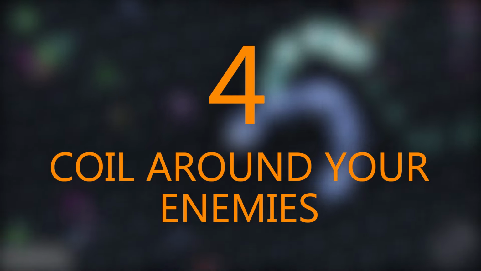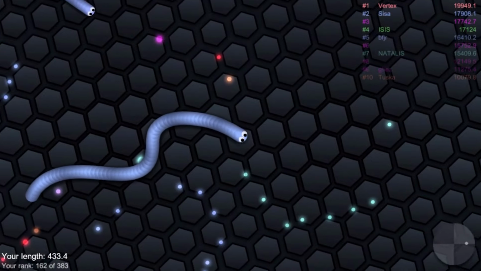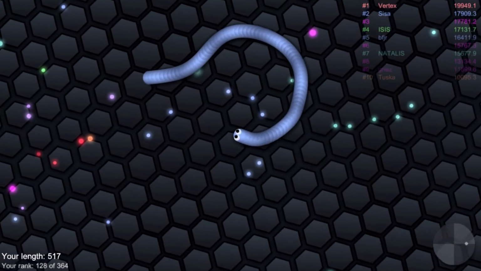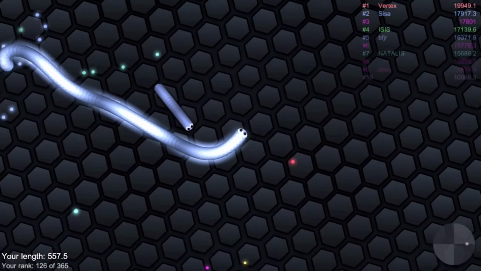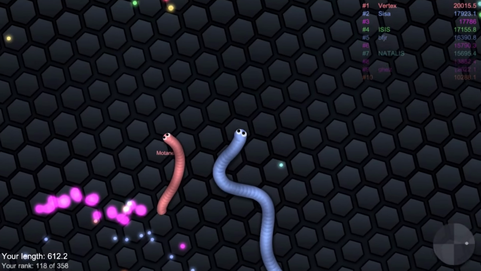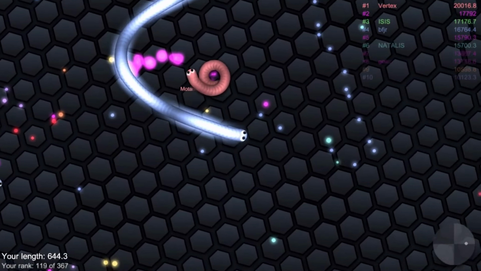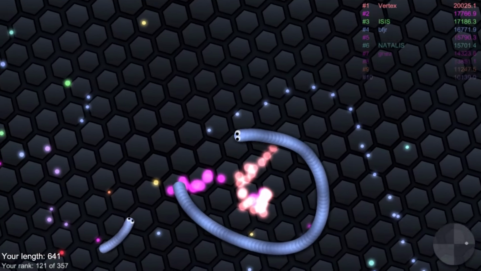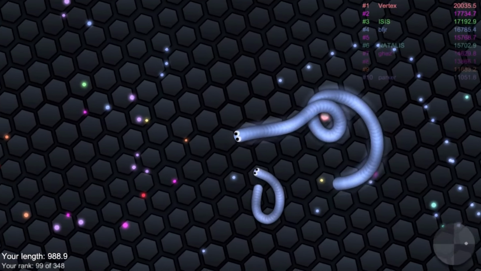Number 4. Coil around your enemies. So you can't die from bumping into your own body, which means you can safely loop round to make an inescapable wall of death for any unsuspecting snake. So find a smaller snake and start moving in a circle until they're completely surrounded. With nowhere to go, they will eventually crash into you and die, and you can munch them up.